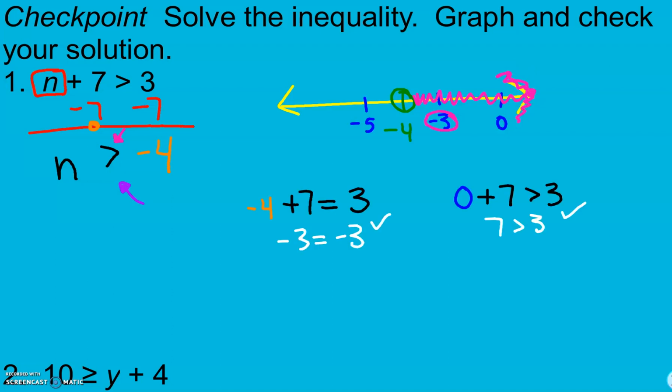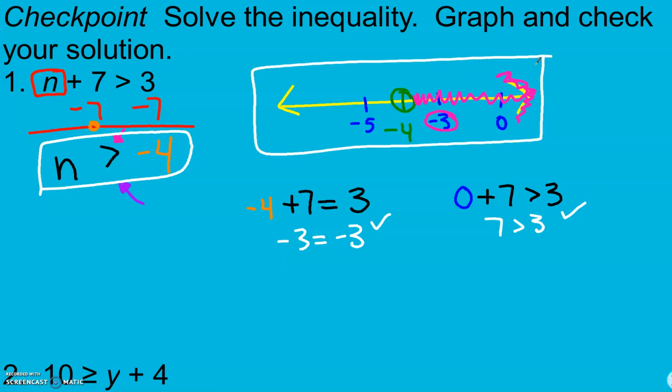Then I went ahead here and checked both my boundary point and my shading. I plugged in negative 4 and set it equal to 3. Negative 3 equals negative 3. My boundary point is right. It splits my graph evenly. Then I plugged in one of our solutions. I picked 0 because it's easy to add with. Got 7 is greater than 3. That's true. So we are correct here with both our solution and our graph.